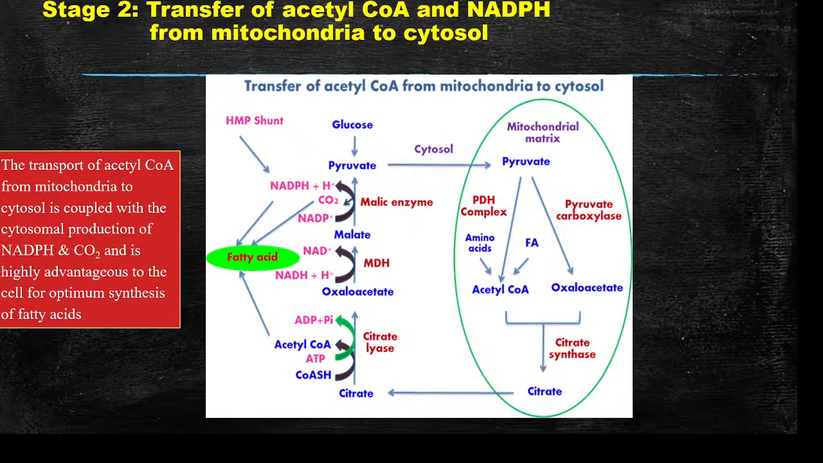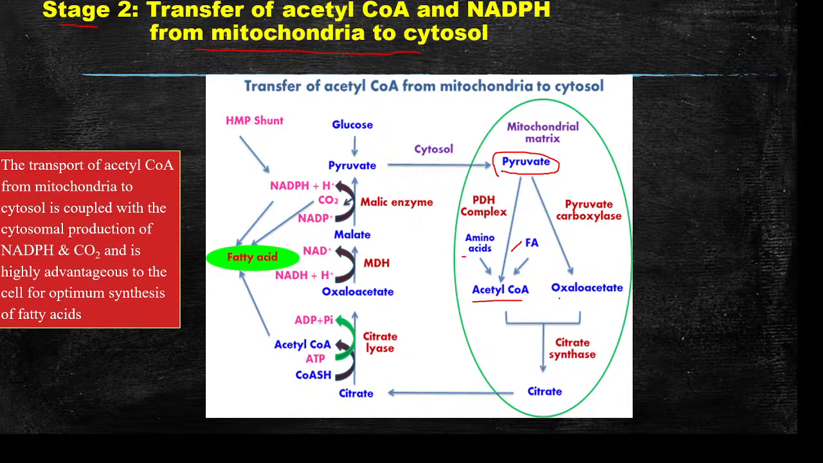So the second stage is transfer of acetyl-CoA and NADPH from mitochondria to cytoplasm. Here, one of the sources of acetyl-CoA is pyruvate. There are other sources like metabolism of amino acids and beta oxidation of fatty acids.